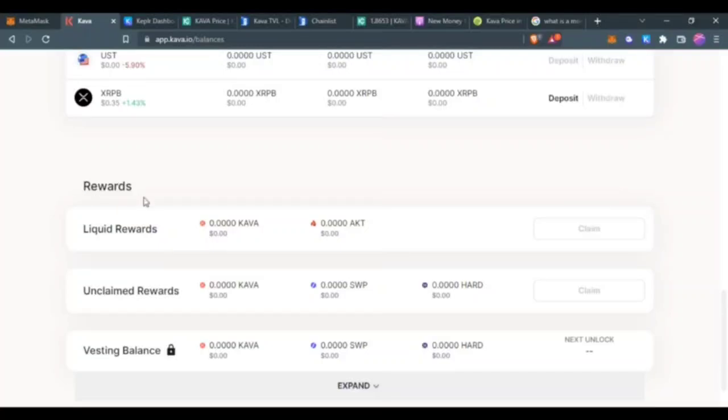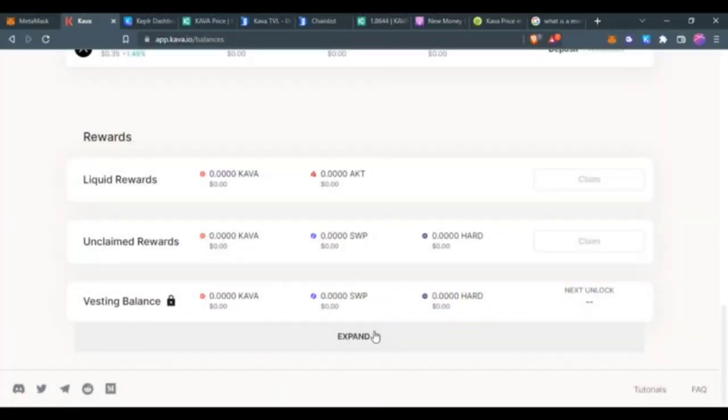This is where you'll see your rewards, where your liquid rewards will come. This is where your unclaimed rewards will be, with liquid rewards coming in the form of Kava and Akash, unclaimed rewards Kava, SWP, and Hard, and then your vesting balance, which is like an escrow account that holds those rewards. I know minting in the past on Kava, you have the choice of when you want to receive those rewards. If you allow them to vest longer, the more you will receive. If you choose to take them out instantly, you will take a price cut on that withdrawal.